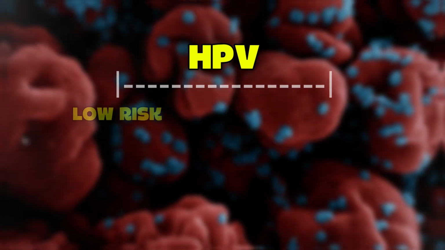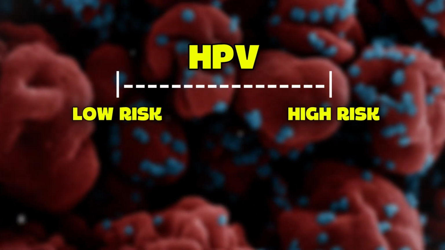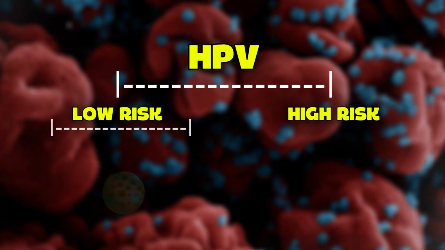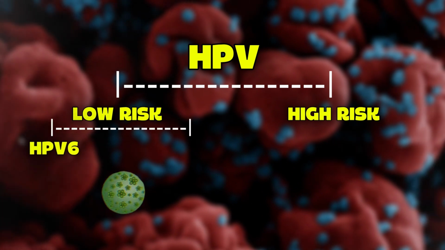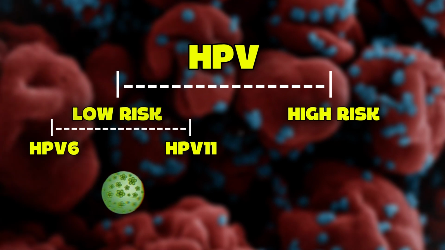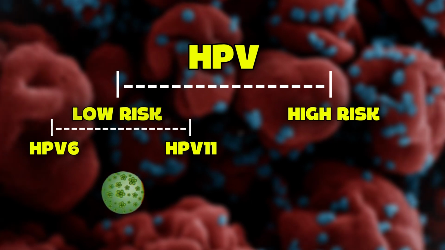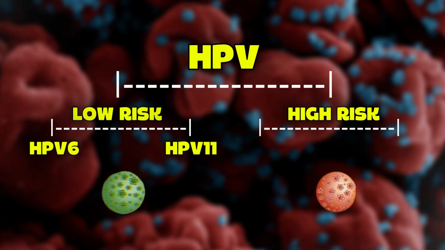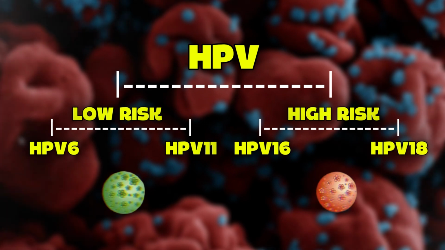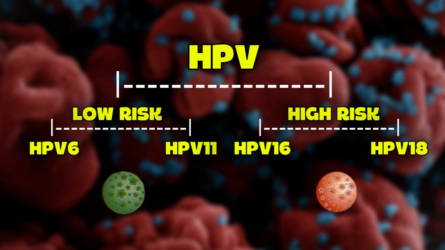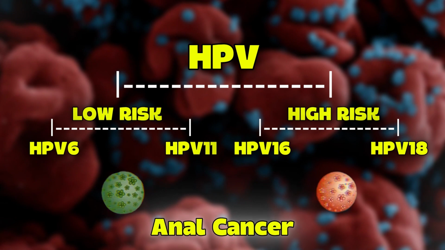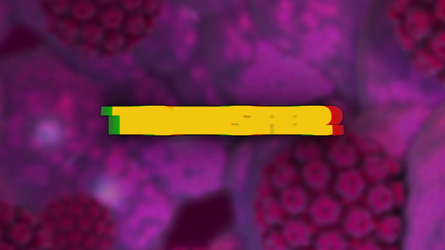HPV is categorized into low-risk and high-risk types based on their potential to cause disease. Low-risk types include HPV-6 and HPV-11. These are associated with benign conditions like genital warts and low-grade lesions. They are not typically linked to cancers. High-risk types include HPV-16 and HPV-18. These types are responsible for cancers, including cervical cancer, anal cancer, and oropharyngeal cancers.